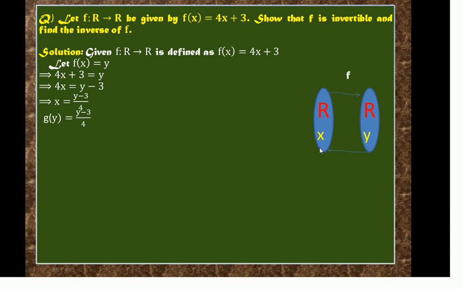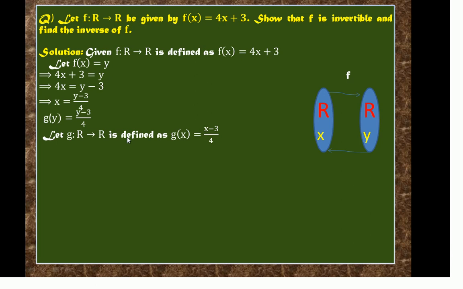So let us define that function g from R to R. Here the range and domain of f have been interchanged in g. This can happen only if the function f is both one-one and onto, that is, a bijective function.